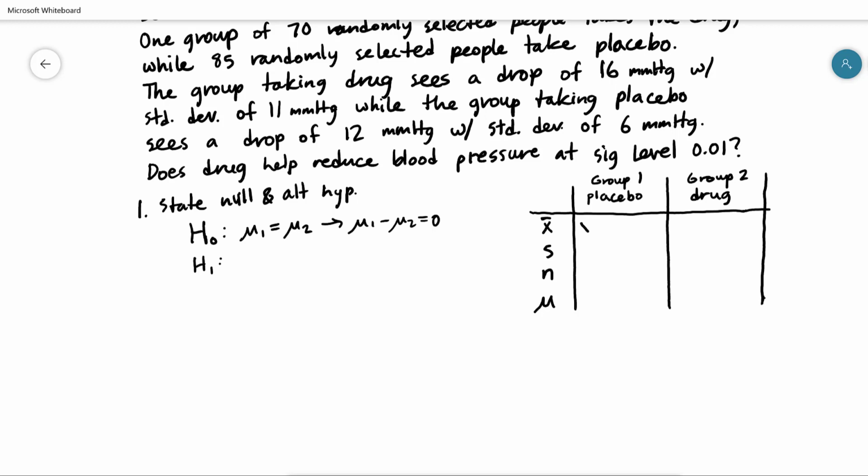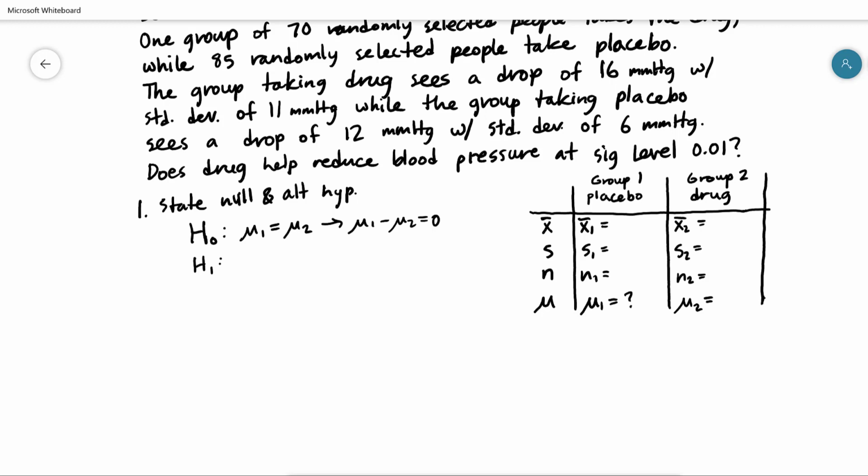So basically, I need to specify what x1 bar is, what s1 is, what n1 is, and mu1 is the thing we're trying to find. We'll never actually know the true value of mu1. It's what we're trying to draw a conclusion about. What is the average drop if all people took a placebo that claimed to lower their blood pressure? And similarly, we'll have the second group over here with all of the subscripts of 2 instead of 1. So I want to specify all these values.